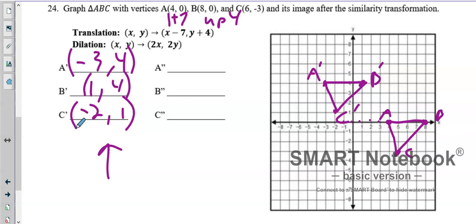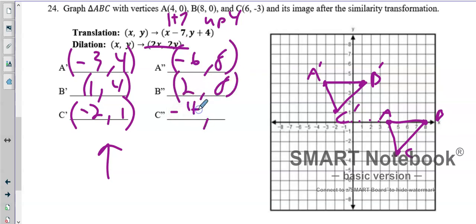Okay. Now it says multiply everything by 2. So we're literally going to just multiply all these numbers. So (-6, 8), (2, 8), (-4, 2). And we're going to graph them. Let's do a different color. So (-6, 8) up here, (2, 8) up here, (-4, 2) right there. Connect the dots as best as possible. That's A double prime, that's B double prime, and that's C double prime.